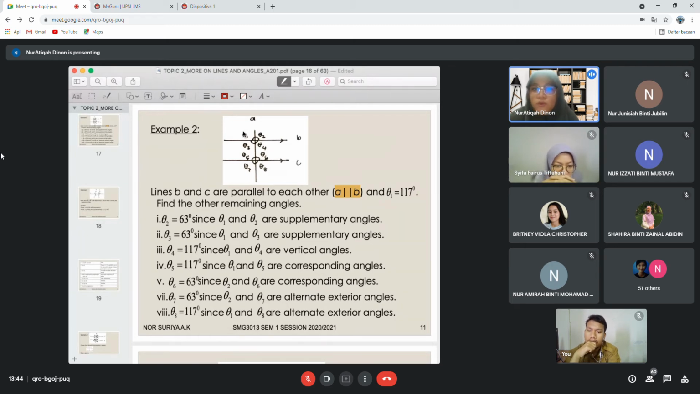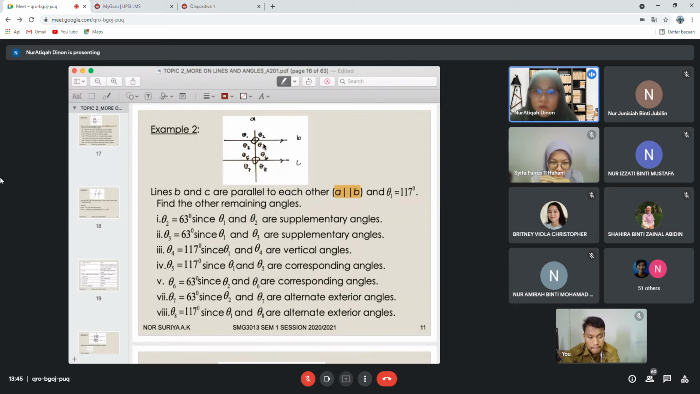So first what we do, we know that theta 2 is equal to 63 degrees since theta 1 and theta 2 are supplementary angles. So 180 minus 117, we got 63. Same goes to theta 3 because since theta 1 and theta 3 are supplementary angles, 1 and 3 here, we got 63 degrees. So we already got theta 1, theta 2, and theta 3.